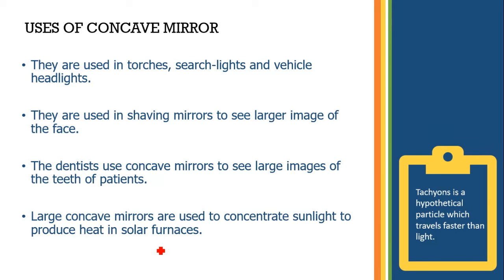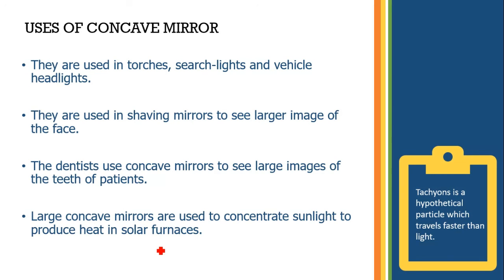And large concave mirrors are used to concentrate sunlight to produce heat in solar furnaces. Now, what are solar furnaces? You know what a furnace is? Where heat is produced in large amounts to melt iron, and many factories are using these furnaces. So solar furnaces means the heat is generated with the help of the sun.